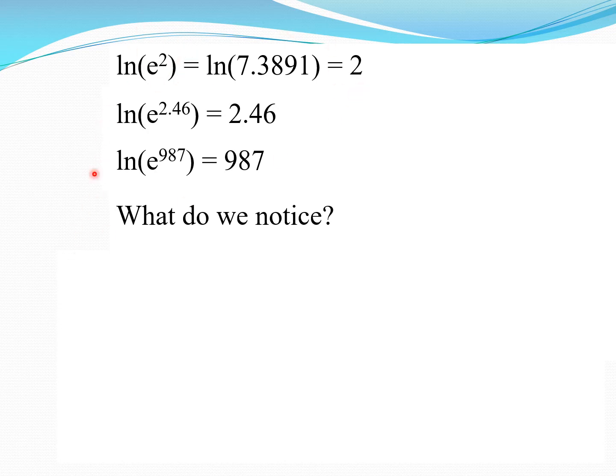So likewise for these here, the ln of e to the power of 2.46 would just return the power itself, which is 2.46. And even though the calculator gives an error when you try to calculate e to the power of 987, that's too large of a number for the calculator to do it, we know that the ln of e to the power of 987 is the same as 987. So what do we notice?